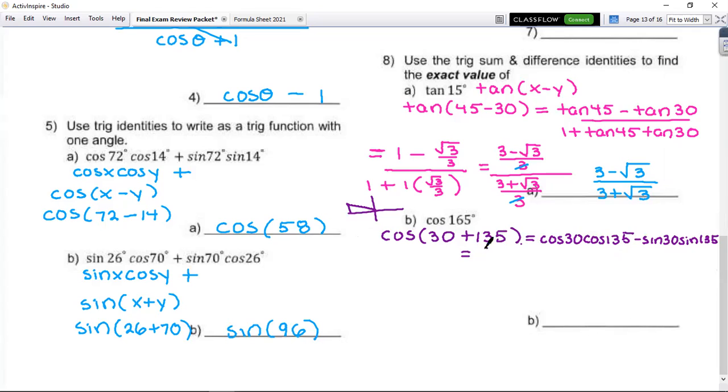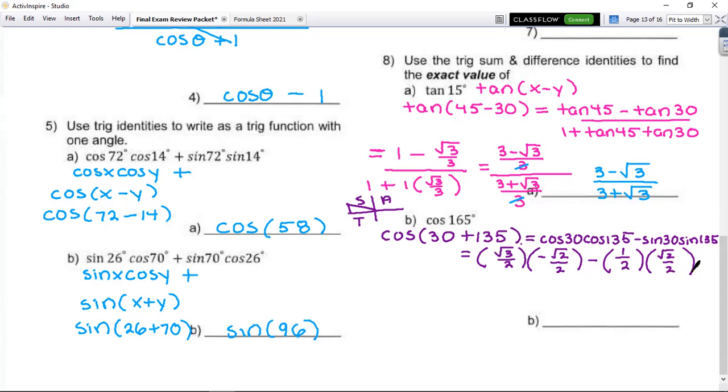So the cosine of 30 is radical 3 over 2. The cosine of 135 is that 45-degree reference angle. However, you need to recall that cosine is negative there. So this is going to be the negative cosine of 45, which is negative radical 2 over 2. Minus the sine of 30 is 1/2. And the sine of 135 is like the sine of 45, and it's positive there. Radical 2 over 2. All right, so there's your answer.